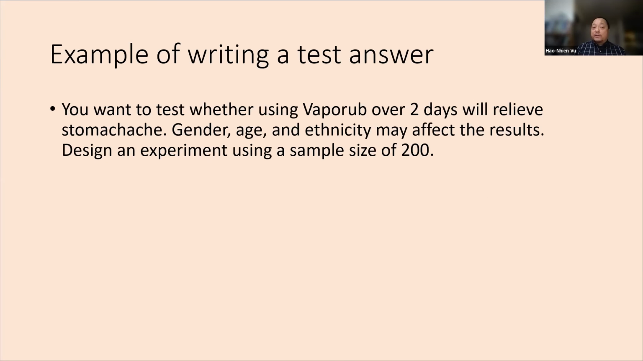Let's go back to our example. Pretend it's a test question, and I'll show you how to write the answer. You want to test whether using VaporUp over 2 days will relieve stomachache. Gender, age, and ethnicity may affect the results. Design an experiment using a sample size of 200.